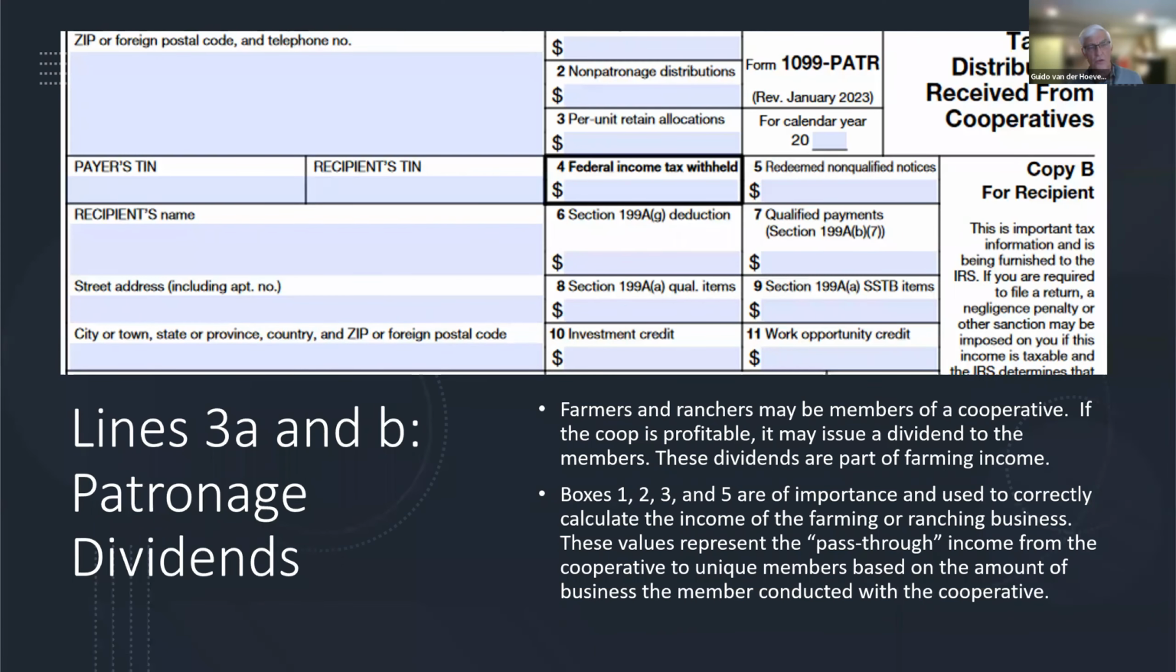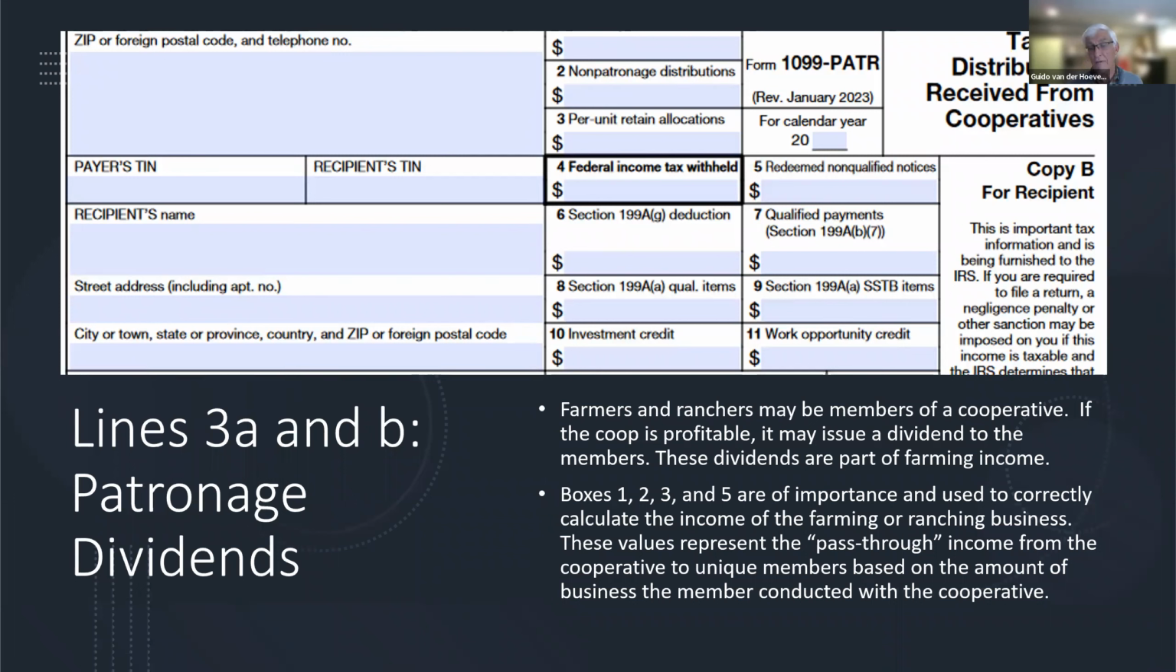That gets us to lines 3A and 3B. This is where we have our 1099 patronage, or PATR. And you can see an example of that on the screen. Now, farmers and ranchers could be members of a cooperative. There could be a marketing cooperative, like a lot of dairies are, or there's cooperatives on the West Coast for grapes, raisins, and nuts. I think Blue Diamond is a cooperative that does almonds that my wife likes.